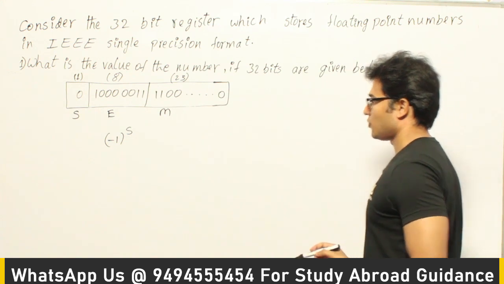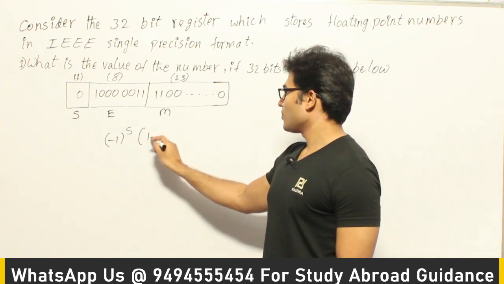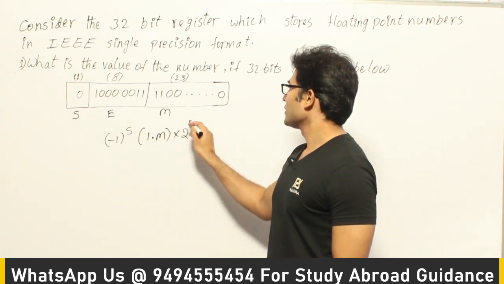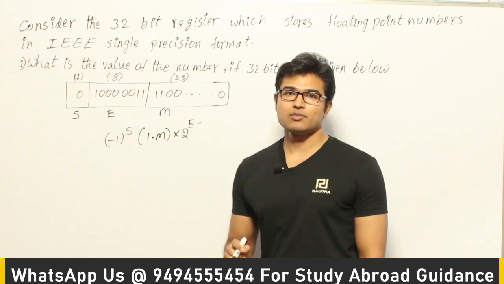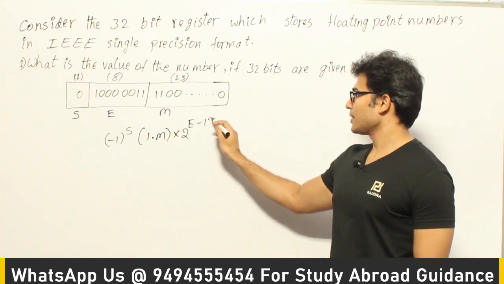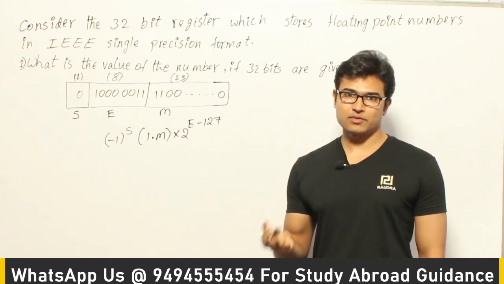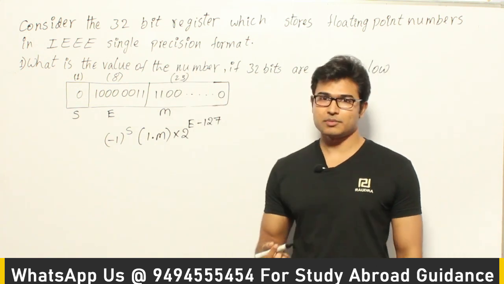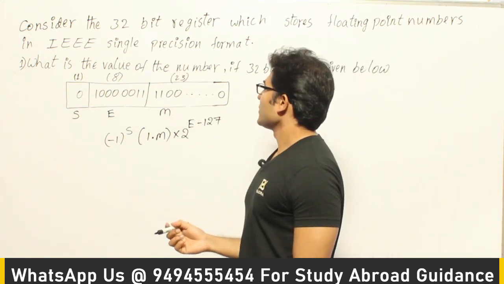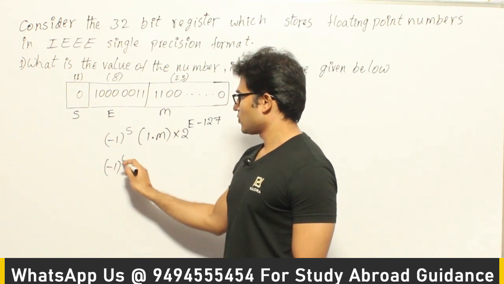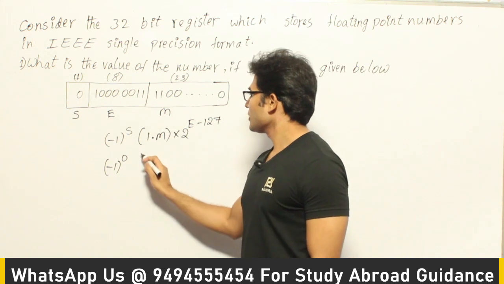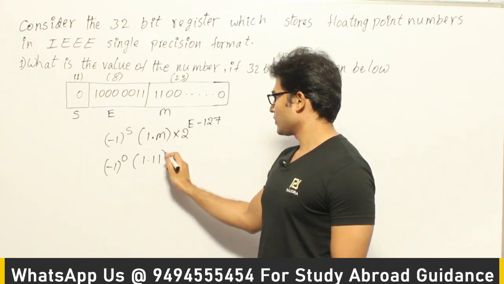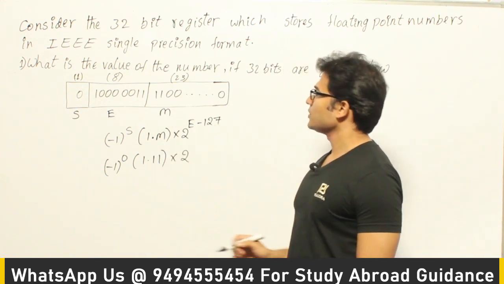Now according to the implicit normalization formula, you have to write it as 1.m into 2 power e minus, since we are talking about single precision, 127, because we are going to use excess 127, right? That is not given in the equation, you have to see it, because it is given as IEEE single precision representation. Got it? Okay. Now minus 1 power 0 is what we have from the sign. And what about m? 1.11 followed by all zeros is given. Therefore 1.11 into 2 power e minus 127 is required.